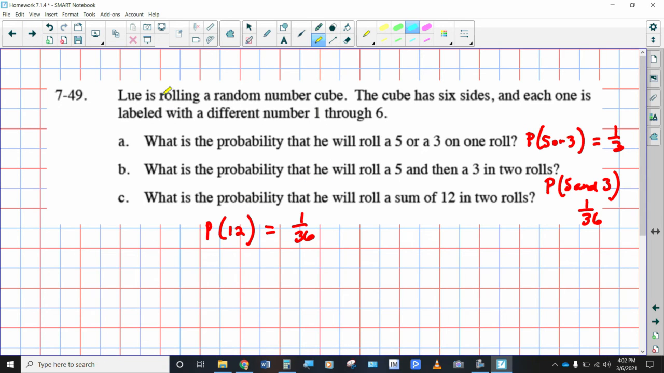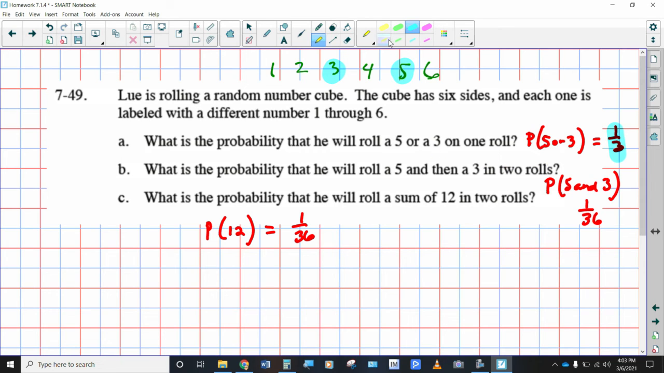All right, Lou is rolling a random number cube. The number cube has 6 sides. Each one is labeled for the numbers 1 through 6. What's the probability that he will roll a 5 or a 3 in one roll? Well, here's a 5, there's 1 5, and there's 1 3. So 2 out of the 6 qualify as either a 5 or a 3, so that's 2/6, or simplified down to 1/3. What's the probability that he will roll a 5 and then a 3 in 2 successive rolls?